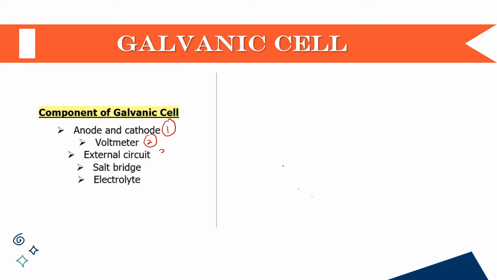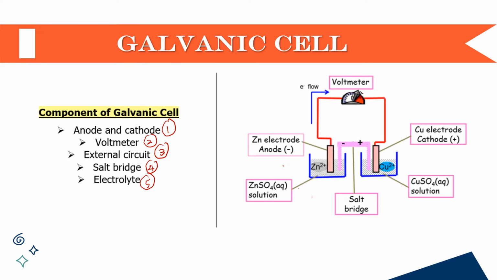The third one is an external circuit, which is basically your wire. The fourth one is the salt bridge. Maybe this is one component that is new for you. And the last one is our electrolyte, the solution in which we dip our electrodes. This is the setup for your galvanic cell, which we also call a voltaic cell.